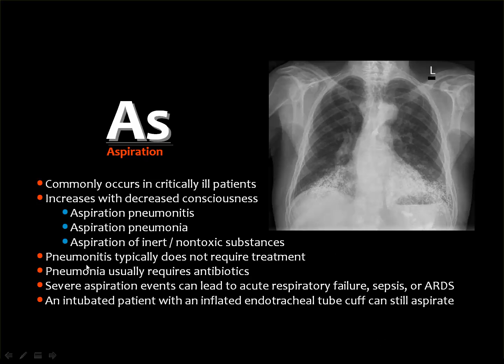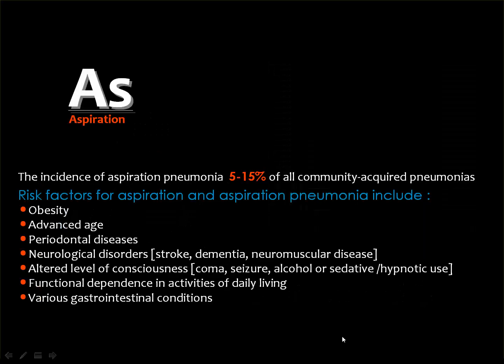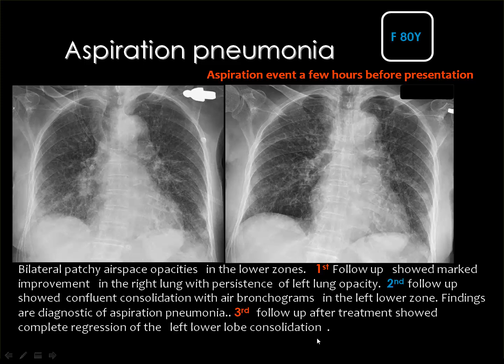In pneumonitis, as I have mentioned, it requires no treatment, but pneumonia requires antibiotic therapy. Severe aspiration can lead to acute respiratory failure, sepsis or acute respiratory distress syndrome. The incidence of aspiration pneumonia represents about 5 to 15% of all community-acquired pneumonia. The risks of aspiration include obesity, advanced age, periodontal disease, neurogenic disorders, altered conscious level, functional dependence in activities, and various gastrointestinal conditions.